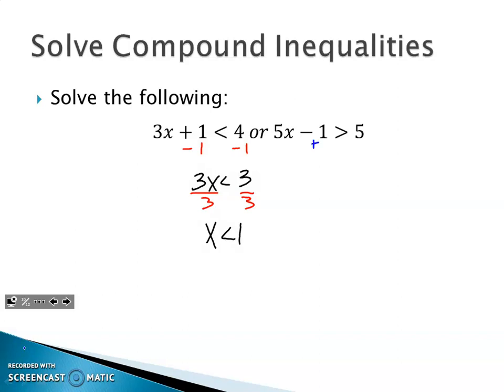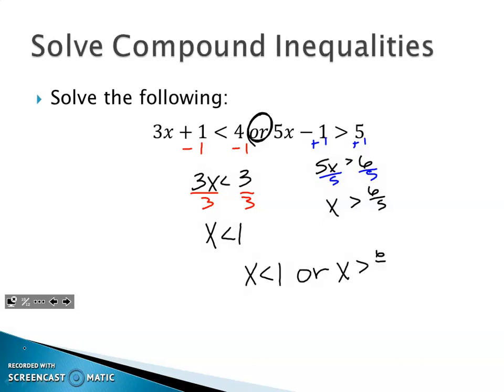For this one over here, I'm going to add 1. When I add 1, I get 5x is greater than 6. Divide both by 5, and I get x is greater than 6/5. It doesn't really reduce. So x is greater than 6/5. Now, when I write my answer, it's an or statement, so I need to write them together. So I'm going to write x less than 1 or x greater than 6/5.